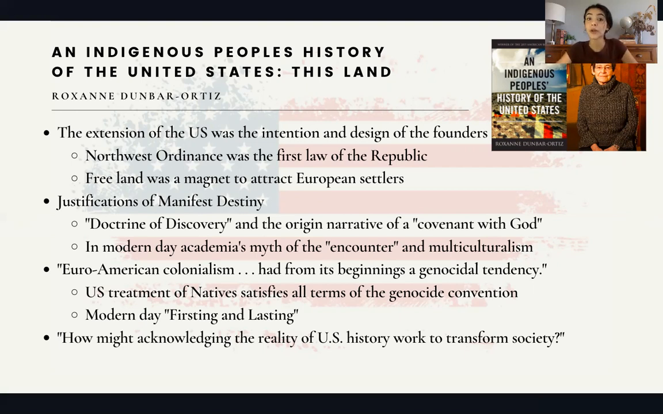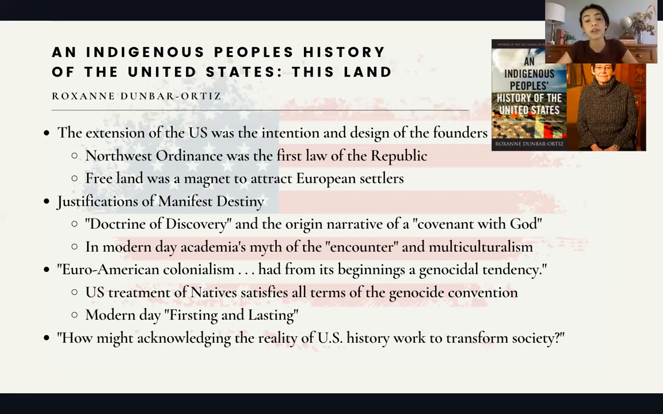So in this way, she describes how there was an intentionality behind the actions of the founders. And how did the founders justify this? Well, she refers to manifest destiny and also its presence through, one, the doctrine of discovery, which was the belief that any non-white, non-Christian occupied land could be taken by white Christian settlers. And then the origin narrative of a covenant with God, that God intended them to take the United States.